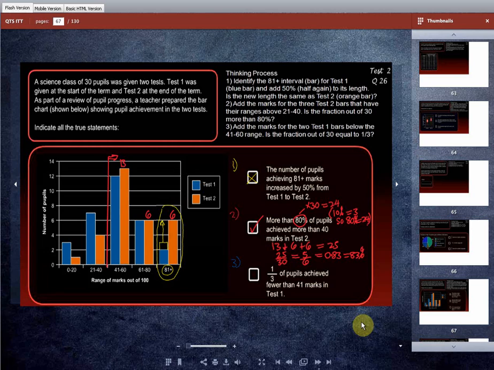You've forgotten the last part, Dave. It's easy, so I'll do it myself. The number of pupils achieving 41 marks in Test 1 is given by the 2 blue bars to the left of the line you've drawn. So it's 3 plus 7 equals 10. The total number of pupils is 30, so I can write the fraction as 10 over 30, which cancels to 1/3. The statement is correct.